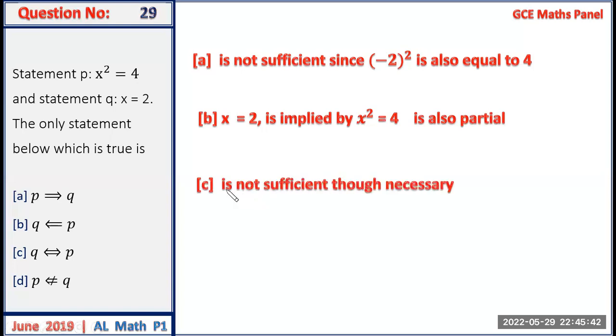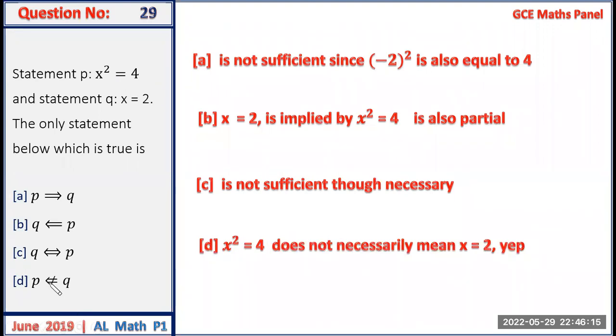Now C, this one is sufficient, though it's not necessary. Whenever Q is true, x equal to 2, then x squared is equal to 4. And whenever we have x squared equals 4, it means that x equals 2. But this one is also not always true, because -2 squared gives us 4. And if you have 4, it means that you can equally have -2 squared. But the last one is better.